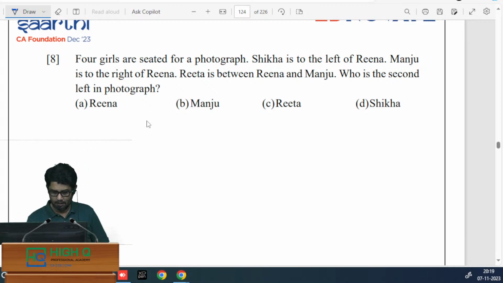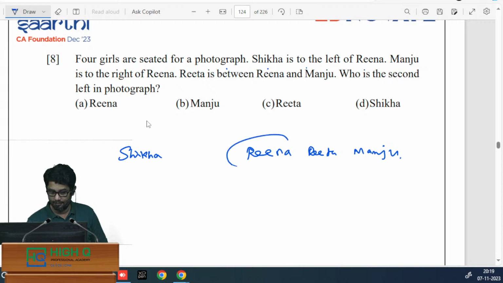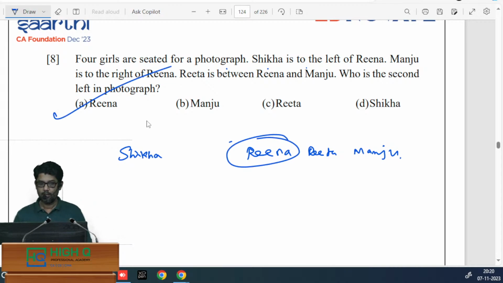Yes. Thank you, artist. Four girls are seated for a photograph. Shika is to the left of Reena. Manju is to the right of Reena. Rita is between Reena and Manju. Now, who is second left in the photograph? Reena.